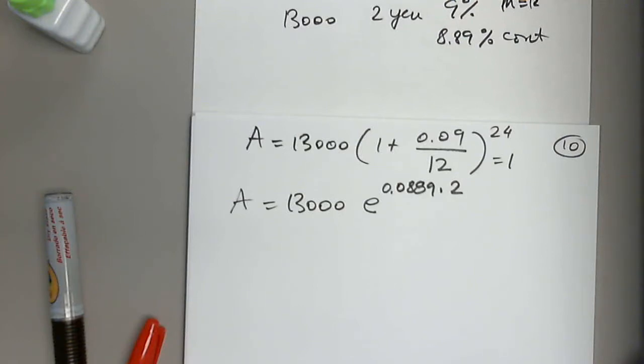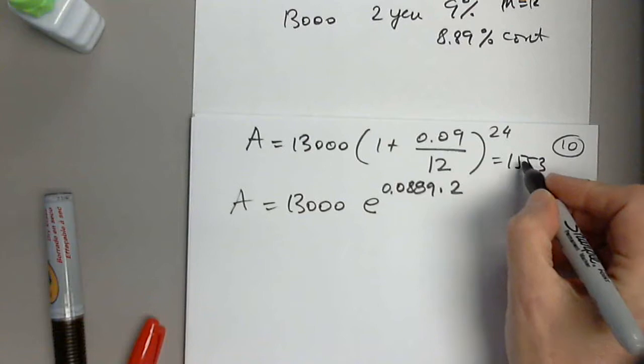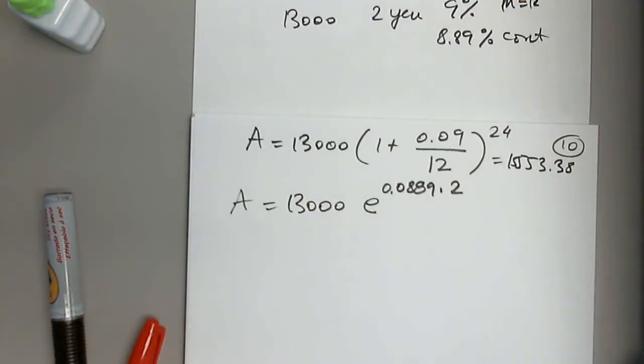That's okay. Let's try it. So 1 plus 0.09 divided by 12. I had 2 zeros instead of 3, that's okay. Always keep in mind, we should say, wait a minute, I deposit 13,000 and in 2 years I have 1,500? Always think in those terms. Okay, 15,553.38. And now the other one, for continuous.